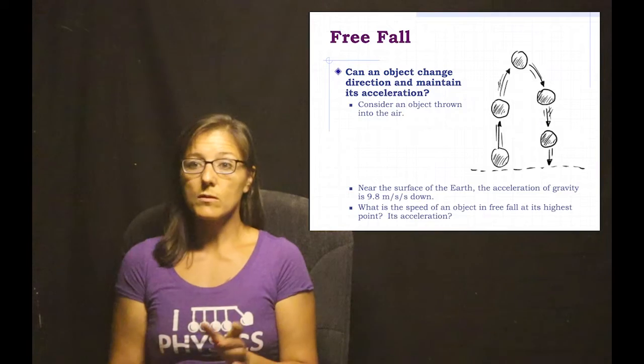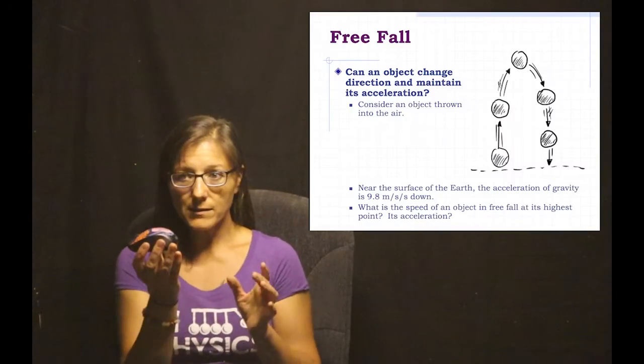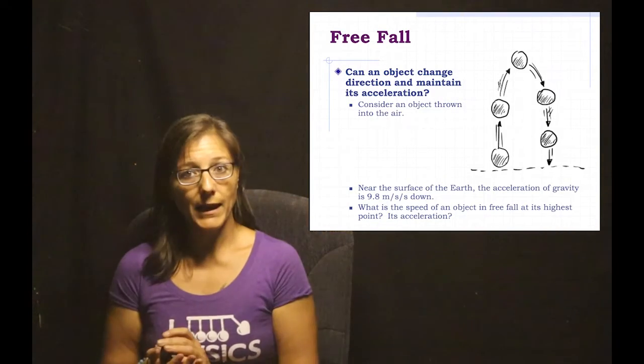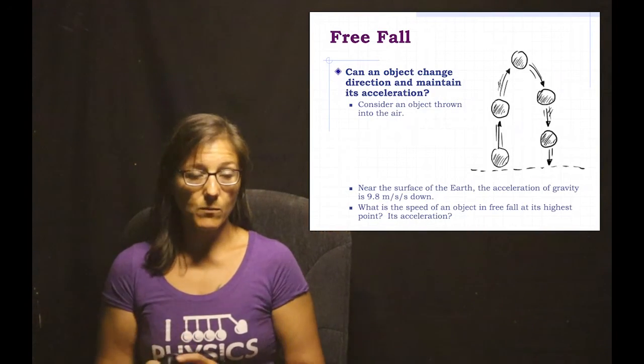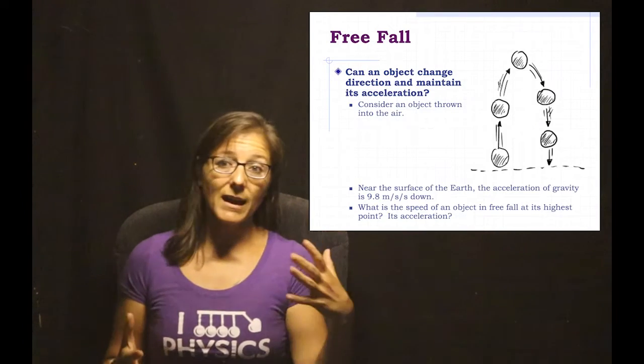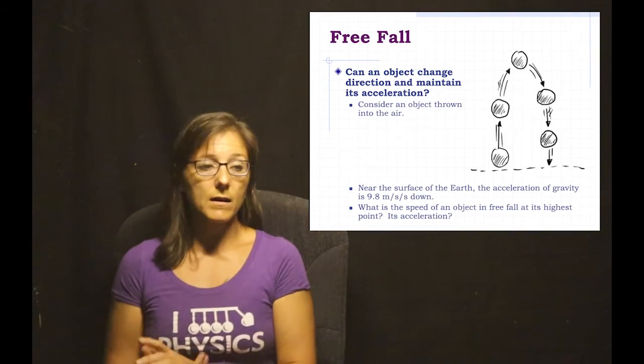This cute little mouse here, as soon as it left my hand, it was in free fall. Free fall is motion under the influence of gravity alone. Nothing else is affecting it. While this is in my hand, it is not in free fall. But as soon as it leaves my hand, gravity takes over its motion. Near the surface of the Earth, objects move at a steady rate of 9.8 meters per second every second.